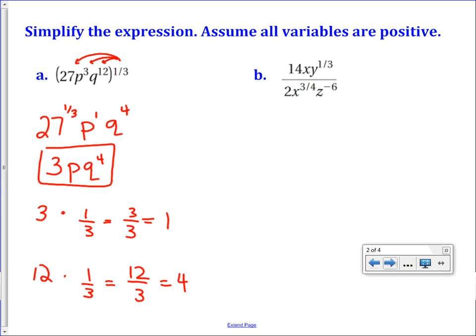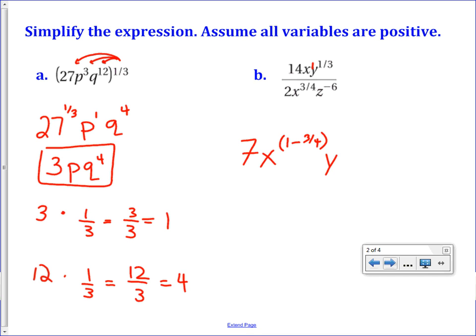On letter B, we want to reduce the 14 and the 2, just like normal. So 14 over 2 is going to be a 7 over 1, but I don't need to show the 1 if it's on the bottom. And then those x's. I have x to the 1 on top, okay? The 1/3 is only talking about the y. So that's x to the 1 over x to the 3/4. I want to subtract those exponents, top minus bottom. So x to the 1 minus 3/4.